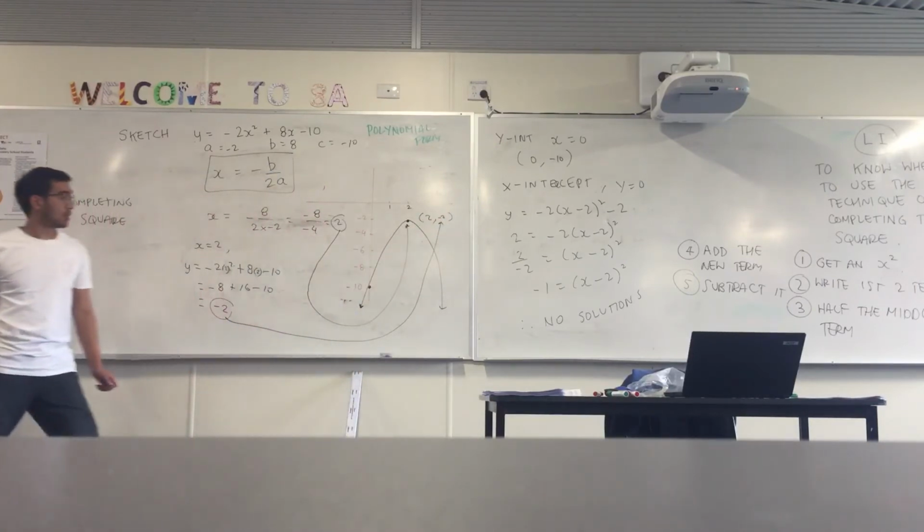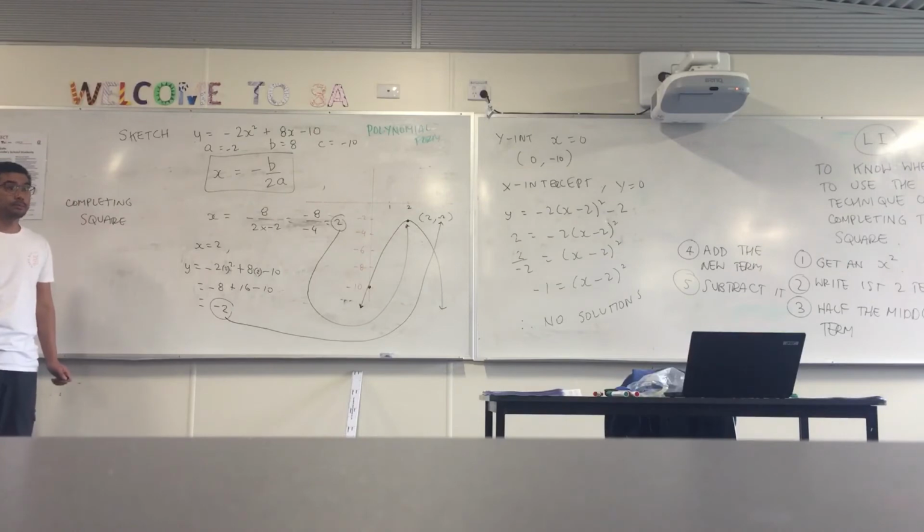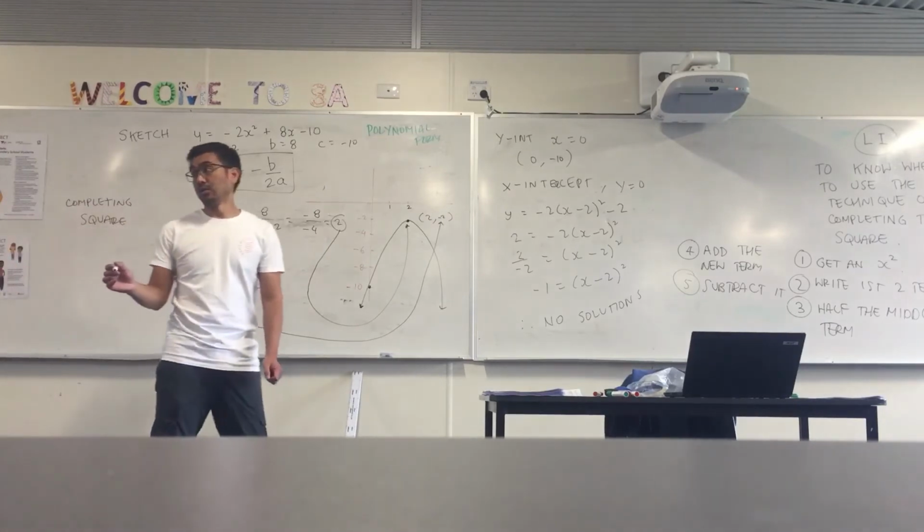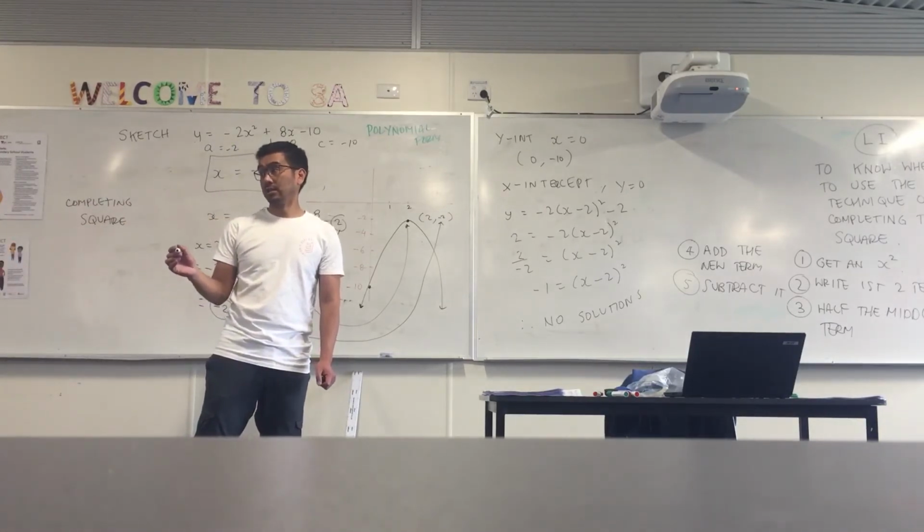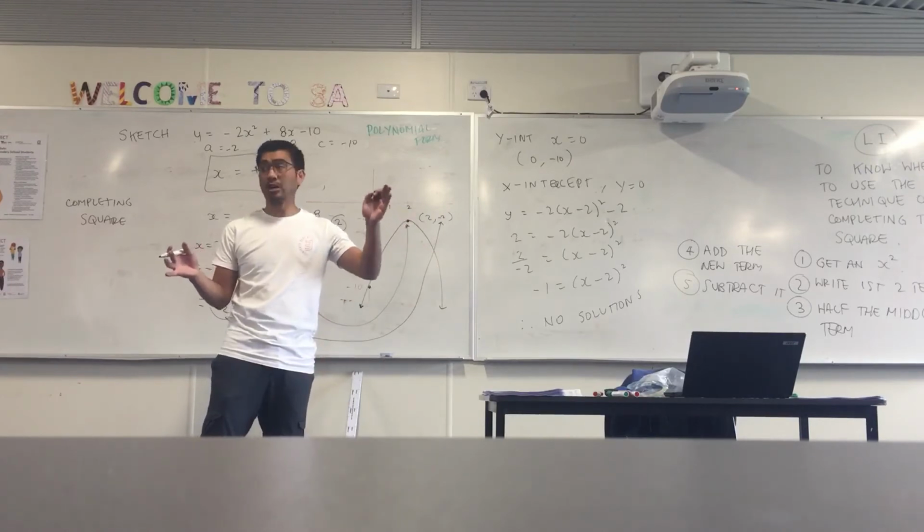So instead of doing all of that, if you just need to find the turning point, you can use that. But when it asks for completing the square, then you do. Why would the study design ask for completing the square? Is it part of the key knowledge? It is, very much so. It is part of the key knowledge.